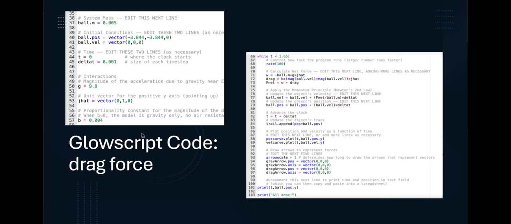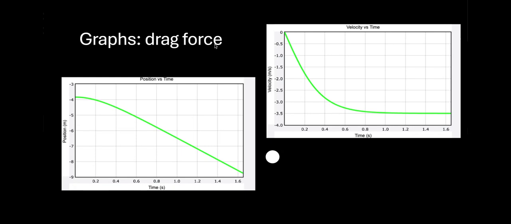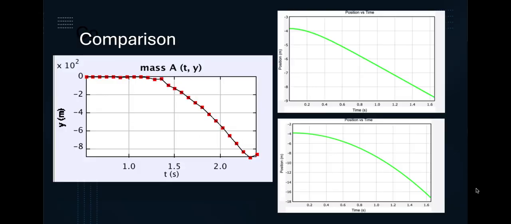So then, for the GlowScript code, including the drag force and the gravity, we set b equal to 0.004, which is an approximation, and then we accounted for this in the net force when we added it to the force of gravity. And then here are the graphs that computational model produced. So we have the position versus time and the velocity versus time. So for the velocity versus time, as you can see, it does start to flatten out towards the end, which we'll talk about why later.